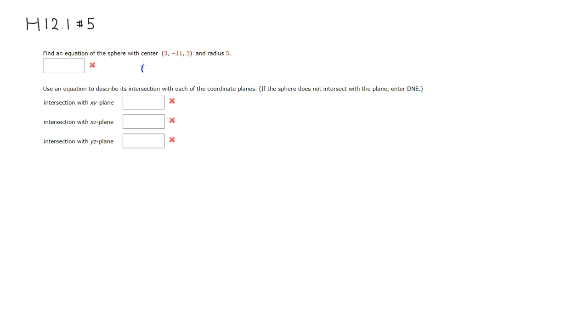All you have to do is x minus... this is going to be our x0, y0, and z0, and this is the radius, the r value. So x minus x0, which is 3, squared, plus y minus negative 11, so it's going to be plus 11 squared, plus z minus 3 squared, and you have a radius, so 5 squared. Let's type that in first.